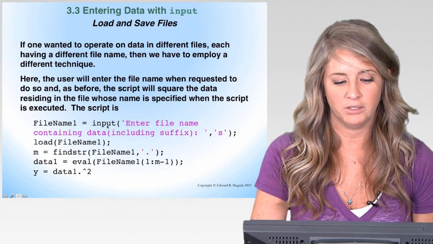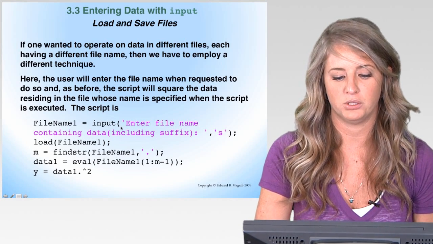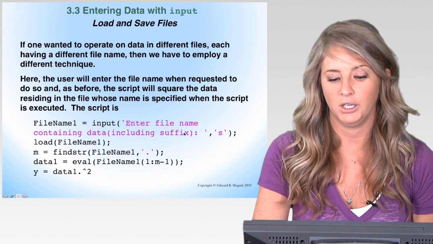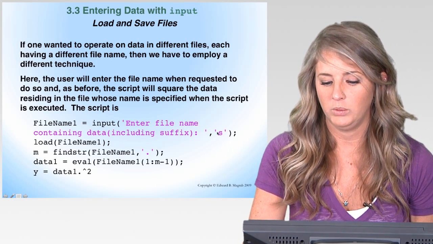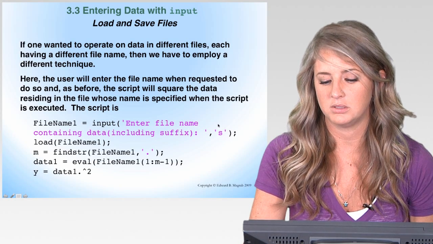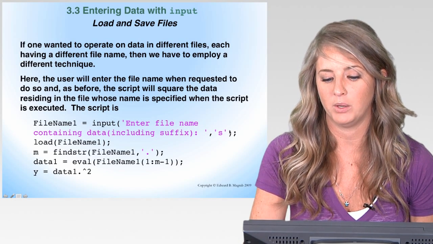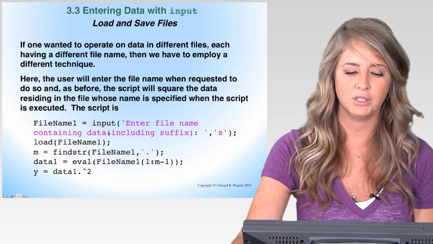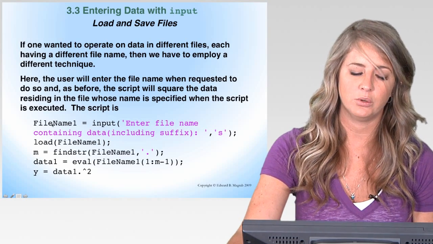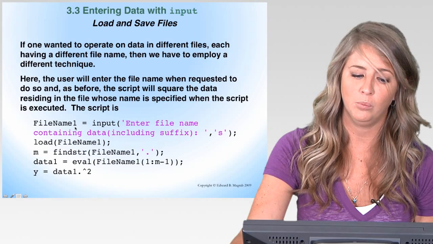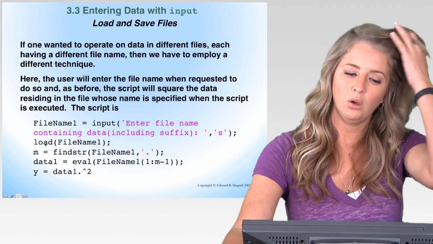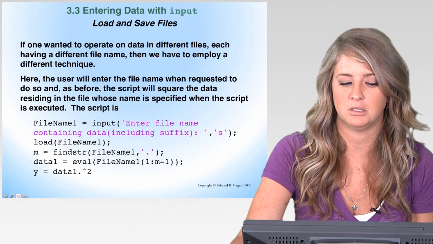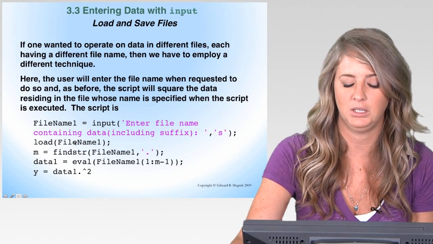So we have file name 1 equals, there's our input function again. So we're prompting the user to enter a file name, including the suffix. Again, we use this here to signify to MATLAB that we're going to be taking a string as an input. So whatever the user enters, that's now going to be assigned as file name 1. And then when we load, we can load that file name 1. So it's basically just going to input that value here.